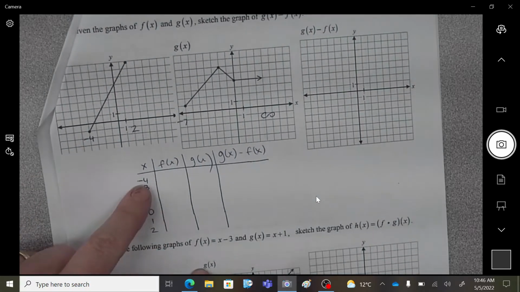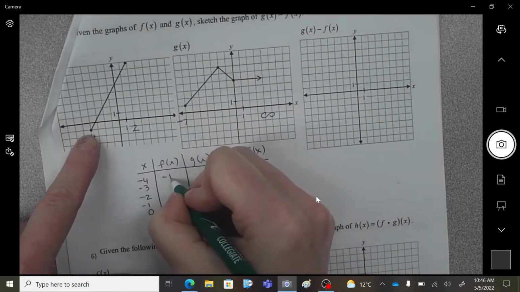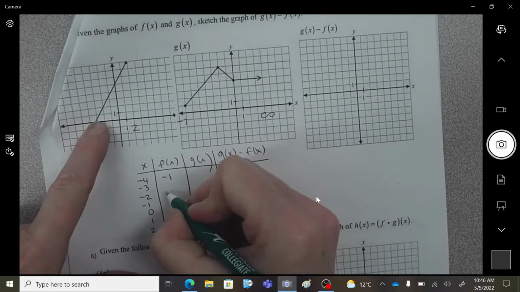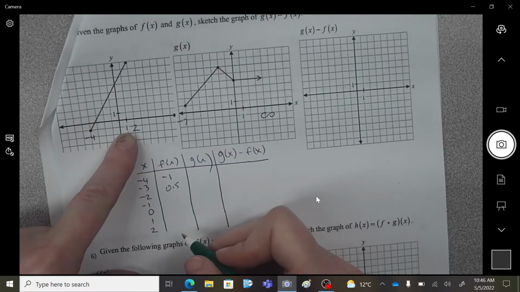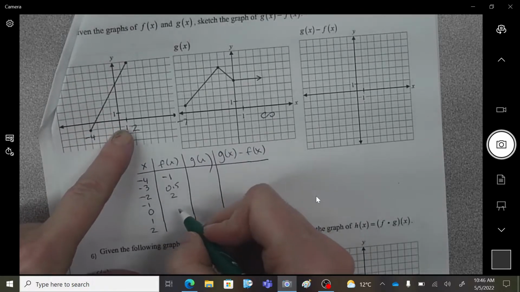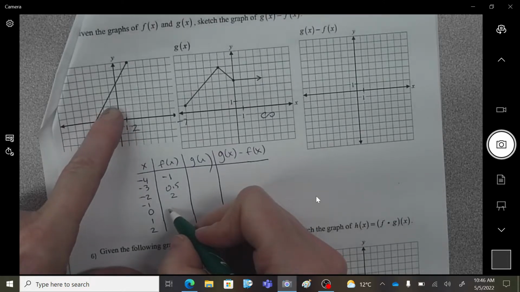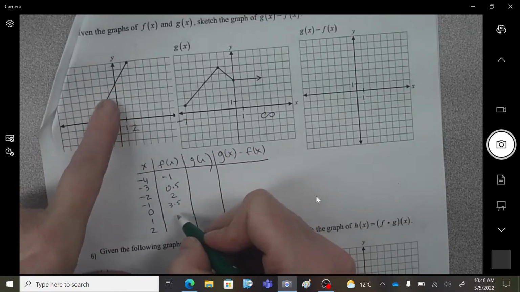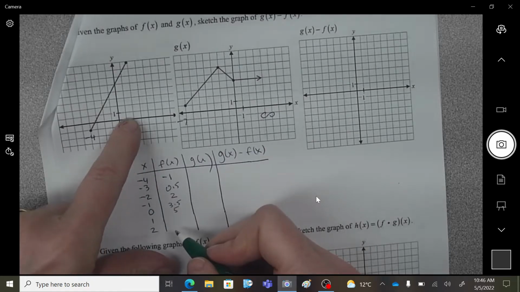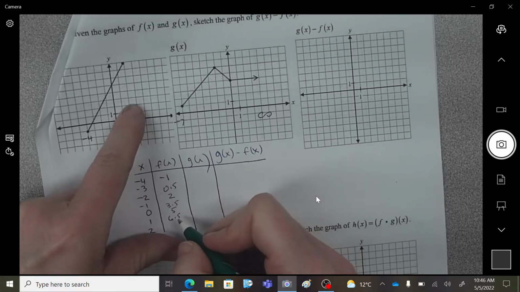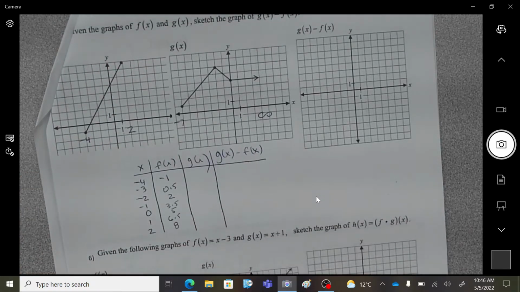Okay, I'm going to pick some values here. So the f function, we're at negative 1. Oh, this is not perfect. I'm going to go with like a 0.5. Maybe I won't even use that one. Negative 2, comma 2. Negative 1, comma 1, 2, 3.5. 0, 5, 1, comma 6.5, and 2, comma 8. Okay, so maybe we won't use some of those. We don't always need to go every single point.